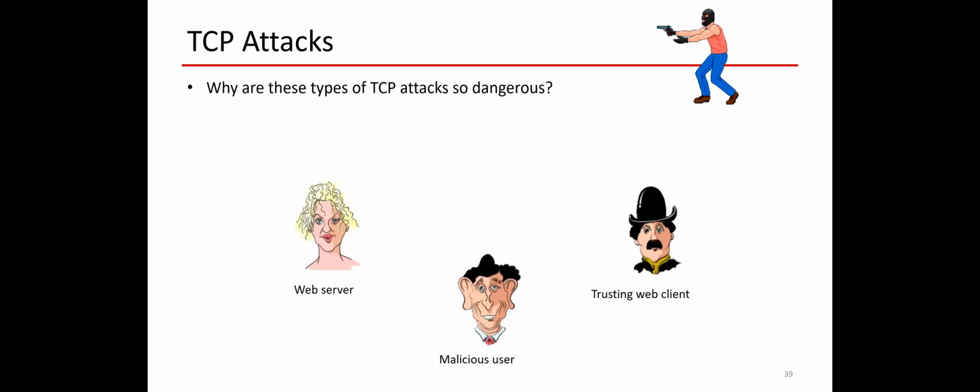Okay. So why are these types of TCP attacks so dangerous? The web client is trusting something coming from a web server that you trust. Web servers keep giving you a service, like a bank. Malicious users just pretend to be the bank. Then the web client is deceived and keeps sending all the information related to the bank. If your account is very low, it's not dangerous. But if you are rich enough, and if your account is your company's, then it's very dangerous.